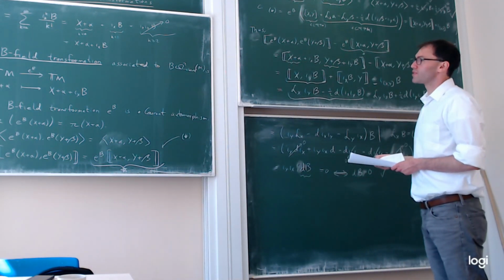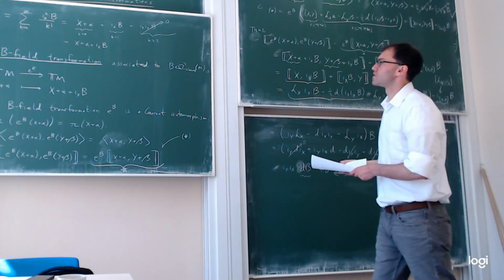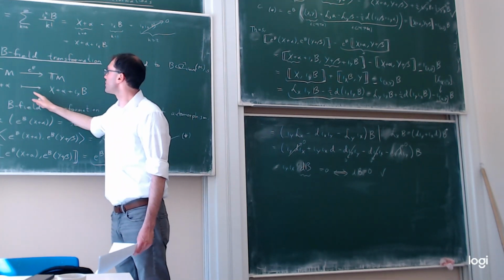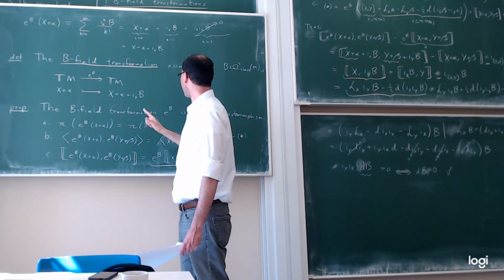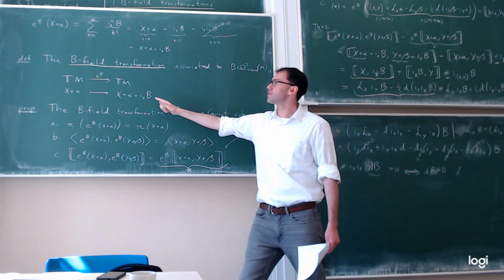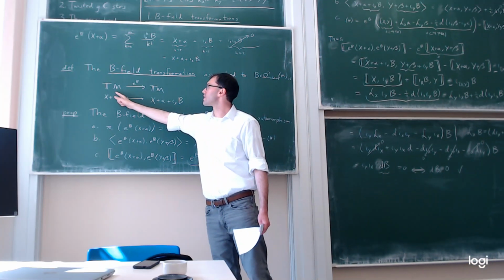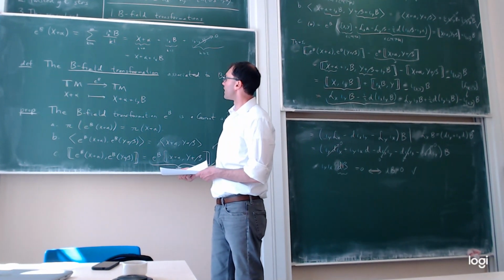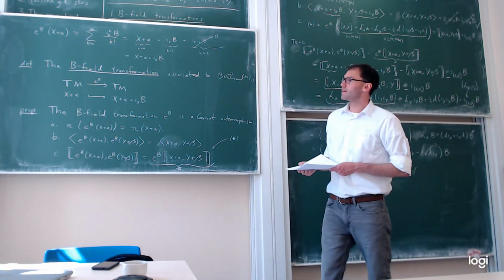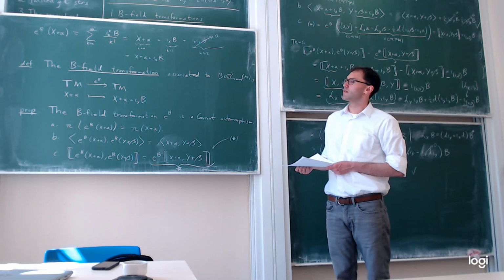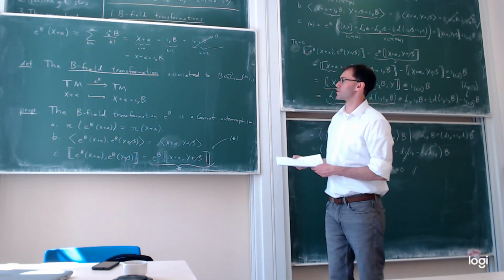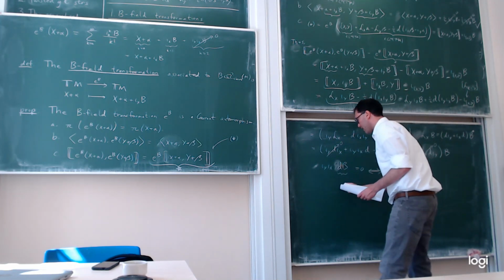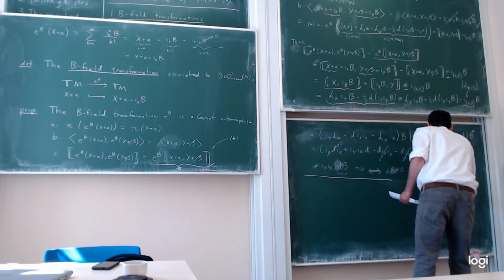And again, just as a reminder, what we've done here is to show that this fiber-induced transformation on sections of the generalized tangent bundle is an automorphism of the generalized tangent bundle as a Courant algebroid. Oh, so this is the end of the proof.